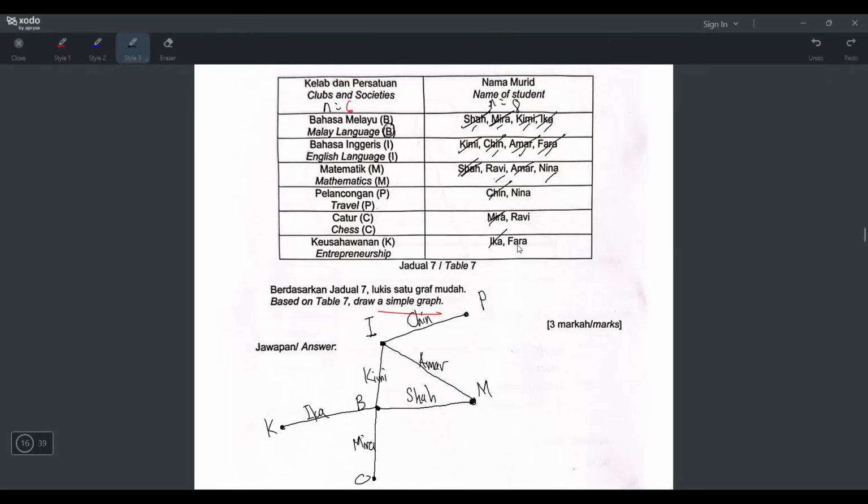Next one is Farah. I and K. So IK. Okay, sudah ada dua vertex ni. So just join. Of course, if you use ruler, better lah. Okay, and then write Farah. Okay, apa lagi? Ravi. M and C. Mathematic chess. So mathematic chess. So this one. Ravi. Okay, anything else?